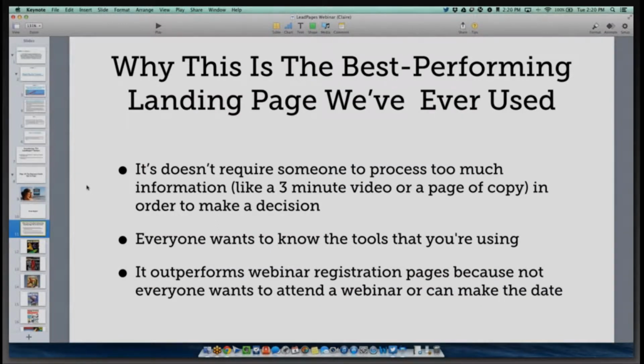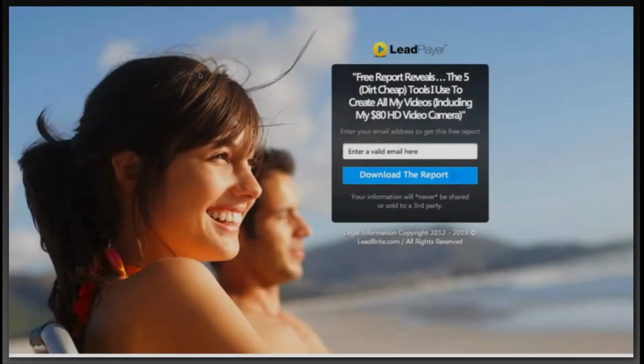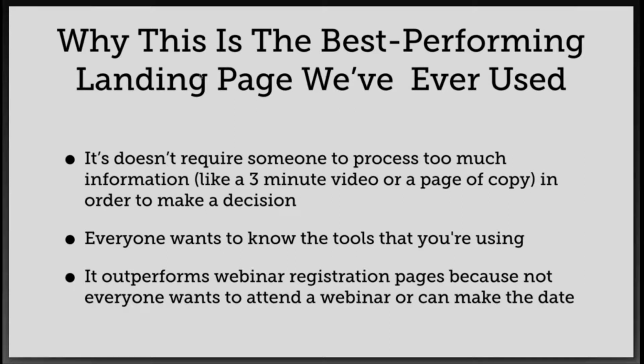Well, the first reason is that it doesn't require someone to process too much information, right? Someone doesn't have to watch a 3-minute video or read an entire page of copy in order to make a decision about whether or not they want to opt in. They merely need to decide whether or not they want to know the 5 dirt cheap tools I use to create all my videos, including my $80 HD video camera. All they need to decide is if they want to know those resources.